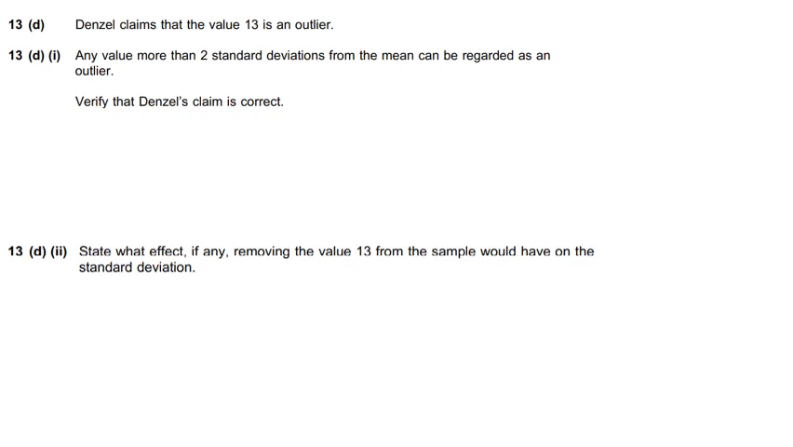Right, question D. Denzel claims that the value 13 is an outlier. Any value more than 2 standard deviations from the mean can be regarded as an outlier, so verify that he is correct. Okay, so the mean was 72.375. The standard deviation was 28.7. So if I put that all together, I got 15. Okay, so therefore 13, which is less than 15, is an outlier.